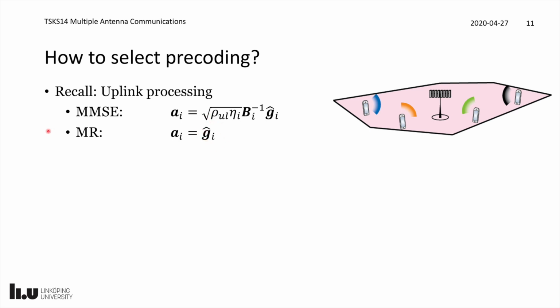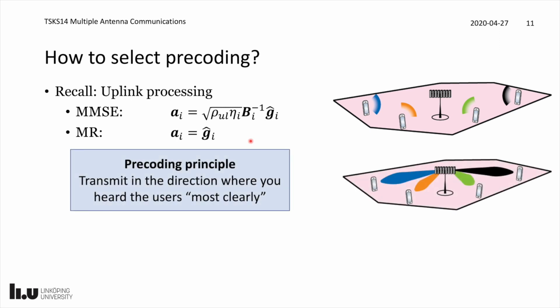That is maximum ratio processing, and that was motivated by the idea that when we have a lot of antennas, we will anyway be able to separate the users very well, so we can have a much simpler type of receiver. And the precoding principle that I am suggesting is that we should transmit in the direction where we heard the users most clearly. So what does that mean?